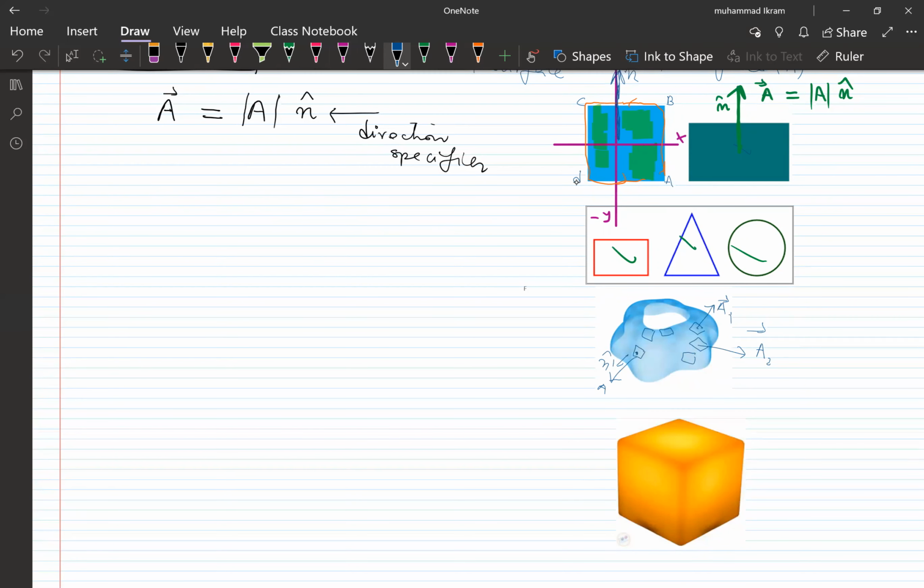Similarly for this, for example, using the magnitude and the n vector, I can do it this way also. So the area vector A will be n times the magnitude of that small area element, right? And later on, for the total area, you can just add the areas a1, a2, a3, a4 like that. Okay, these are for the open surfaces.